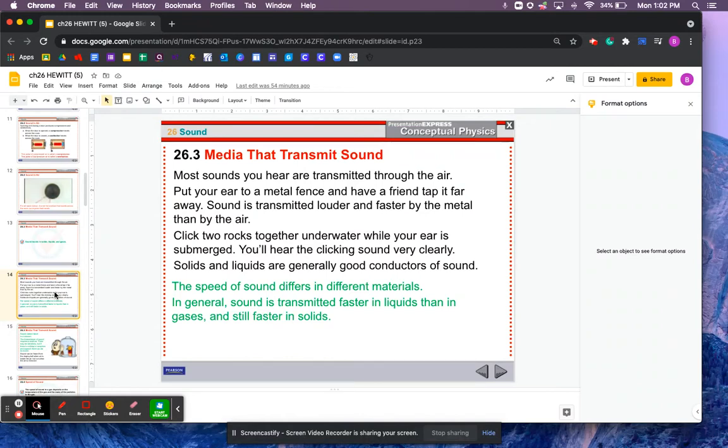An example of this is if you put your ear next to a fence or a railing on a pole and you tap on it, you'll be able to hear it a lot faster running through the railing than as it runs through the air. So the speed of sound differs in all materials. In general, sound is transmitted faster in liquids than in gases and even faster in solids.